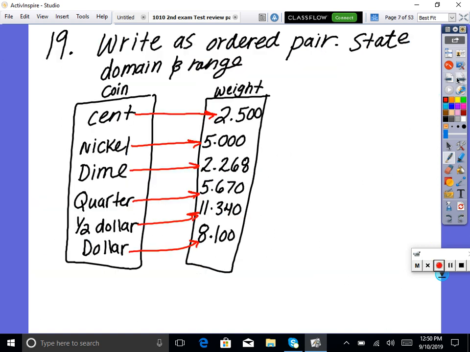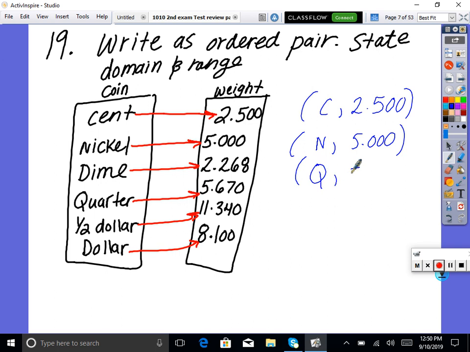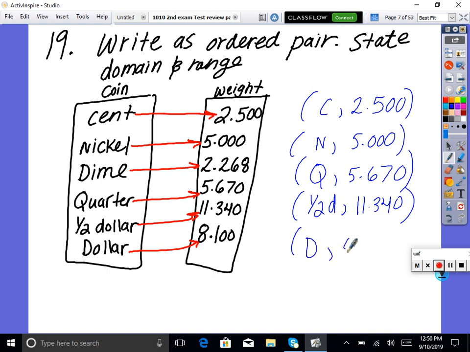Okay, good. Okay, number 19, it says write as ordered pairs, state the domain and range. Really easy. I'm just going to abbreviate cent, 2.500. Then we have nickel, comma, 5.000. Then quarter, comma, 5.670. Then half dollar, comma, 11.340. Then dollar, comma, 8.100. So then it says, what's the domain?